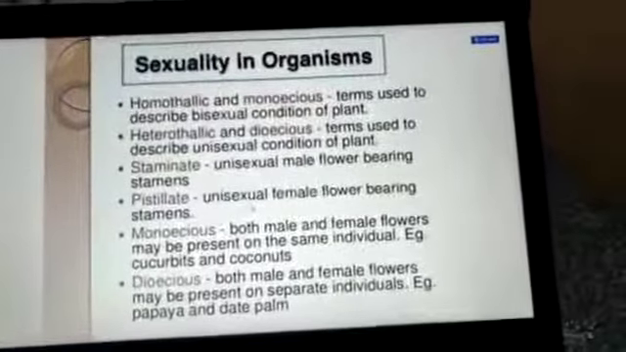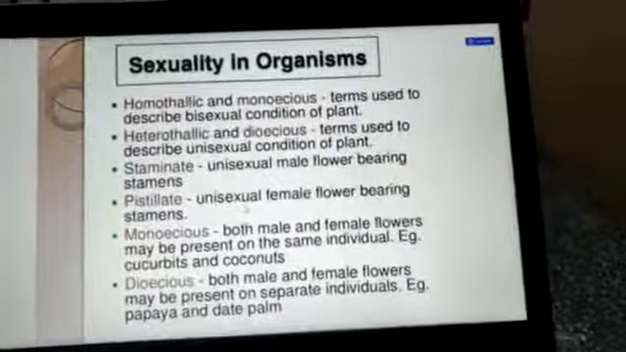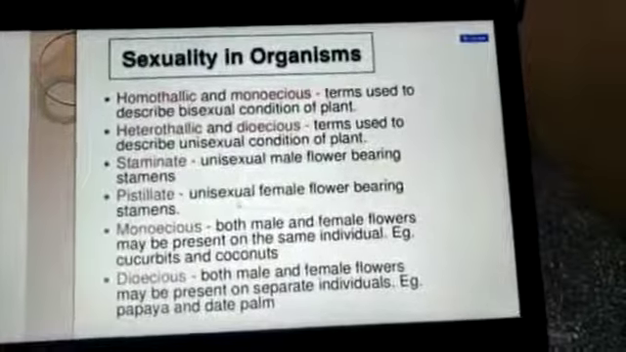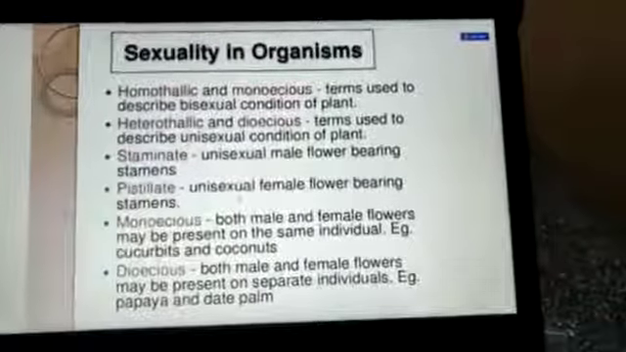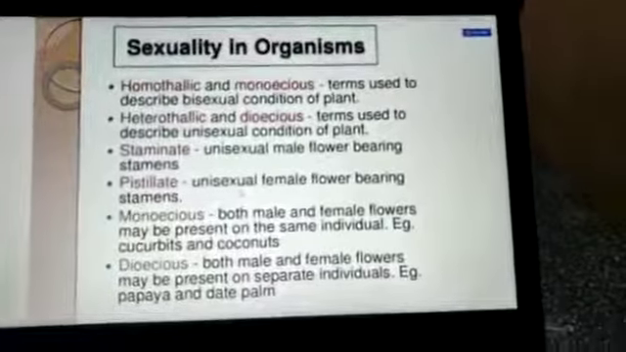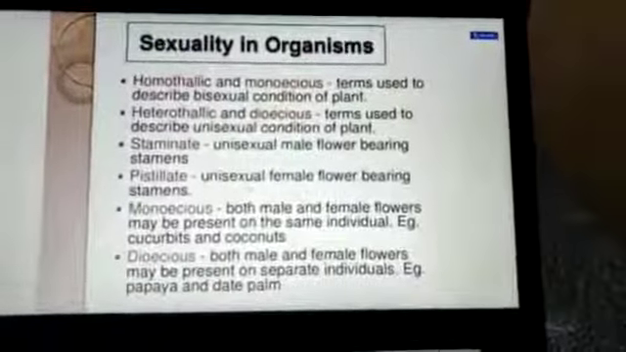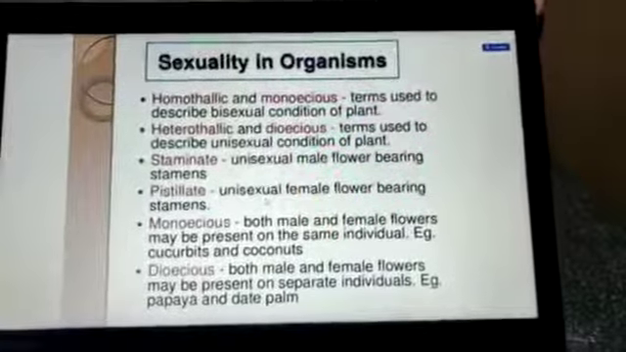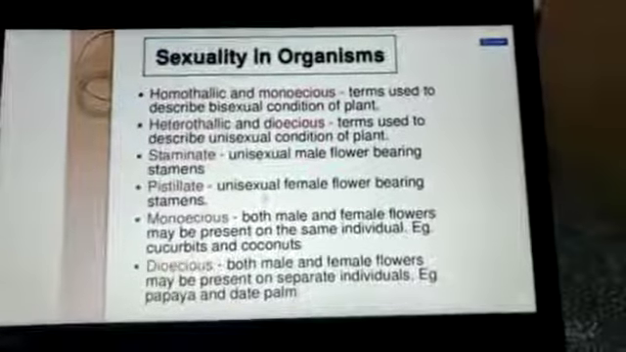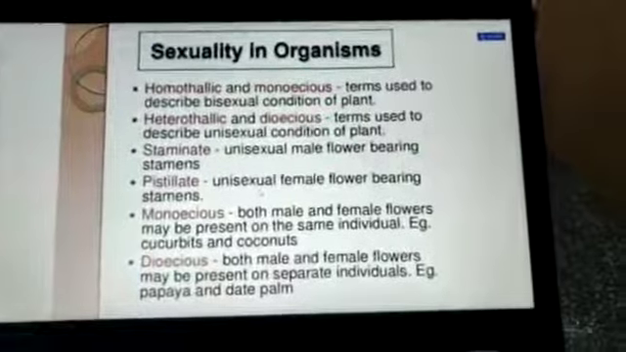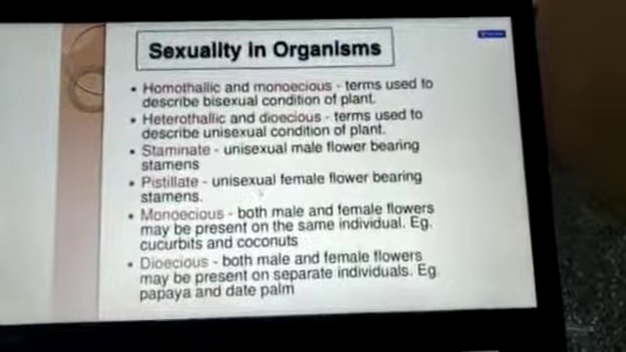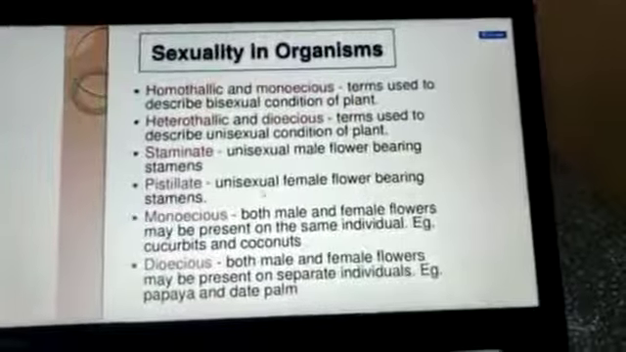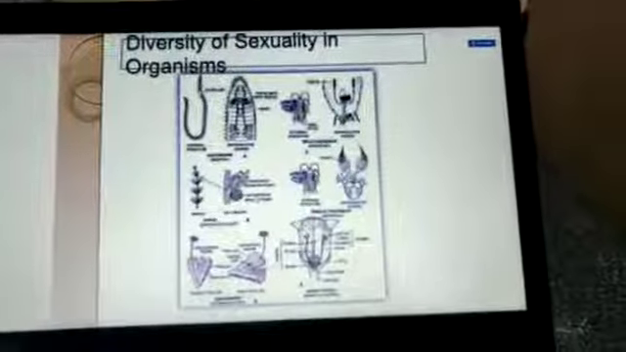Now monoecious. Both male and female flowers may be present on the same individual, which is termed monoecious, and examples of monoecious are coconut and cucurbits. Next one is dioecious, meaning both the male and female flowers may be present on different individuals. Example, papaya and date palm.